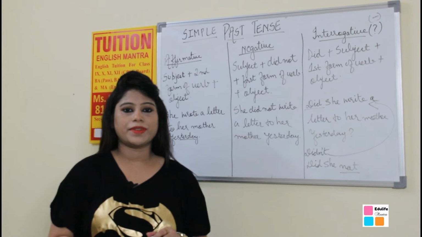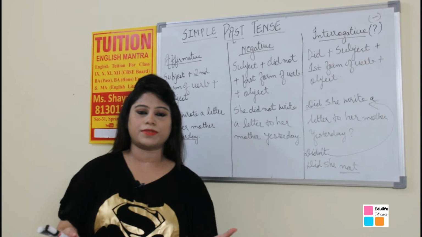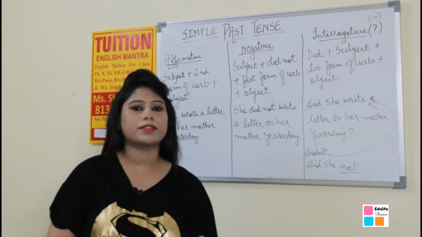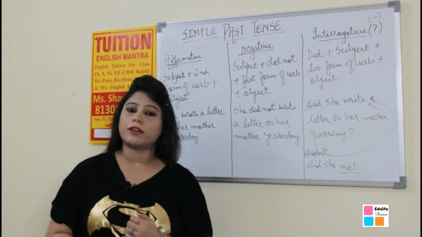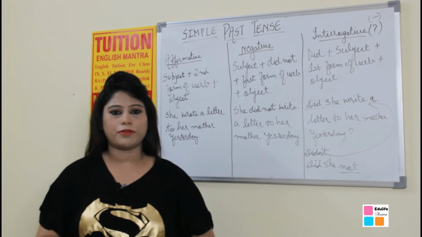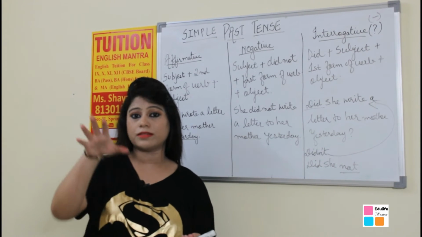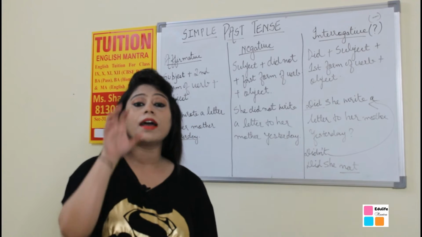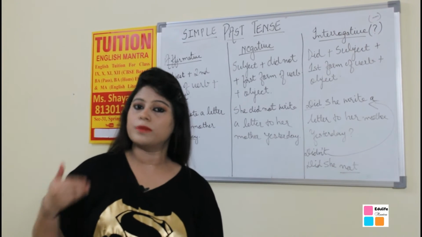Here obviously there is no difference between singular and plural subjects. Even if the subject is singular, for example any name, he, she or it, or if the subject is plural, for example they, you, we, we simply have to write the second form of verb. But unlike in present tense, where we have to find out whether the subject is singular or plural and write singular or plural verbs accordingly.